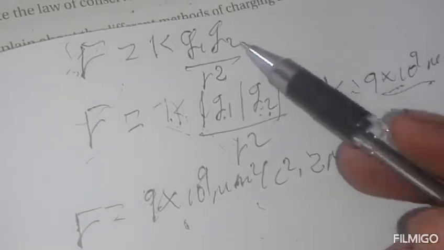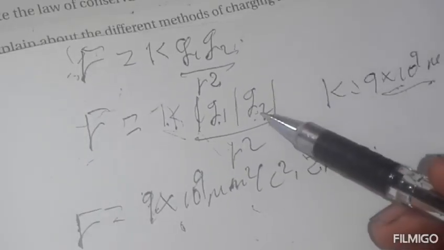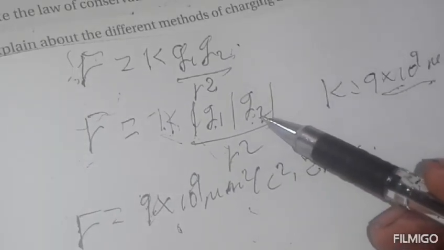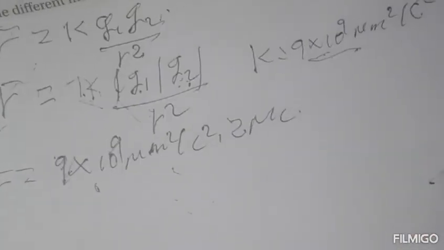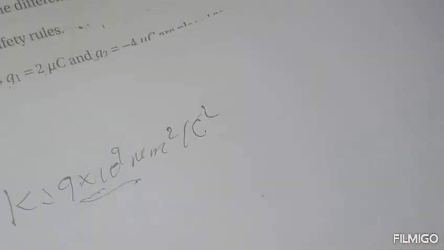Charge 2 is -4 microcoulomb, so absolute of -4 is positive 4, so 4 microcoulomb.